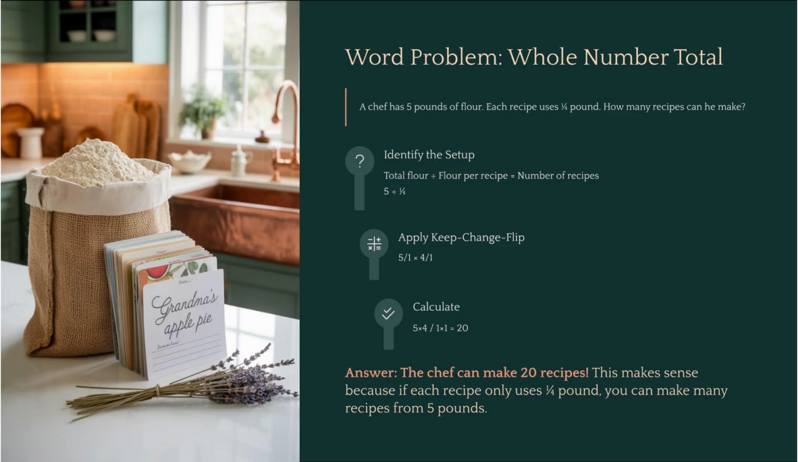Here's a word problem. A chef has 5 pounds of flour, and each recipe uses 1/4 pound. How many recipes can he make? The total amount is 5, and the group size is 1/4. We set it up as 5 divided by 1/4. Using KCF, we get 5/1 times 4/1, which equals 20. The chef can make 20 recipes. It makes sense that dividing by a small fraction gives you a larger whole number answer.